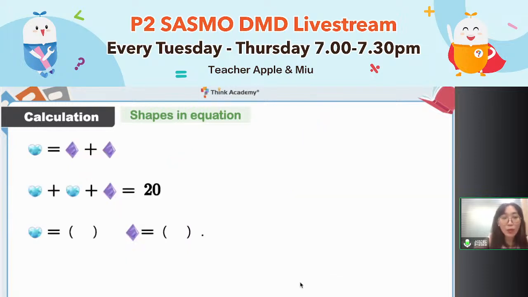So following this, everyone, maybe you can try it by yourself. A heart shape equals to 2 diamonds, okay? And then 2 heart shape plus 1 diamond equals to 20. What is the value of the heart shape and what is the value of the diamond? 1 minute for you to figure out the answer. Okay, let's try.